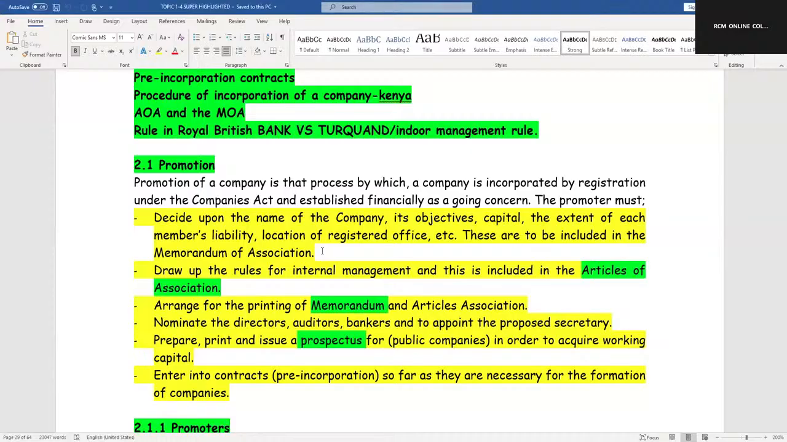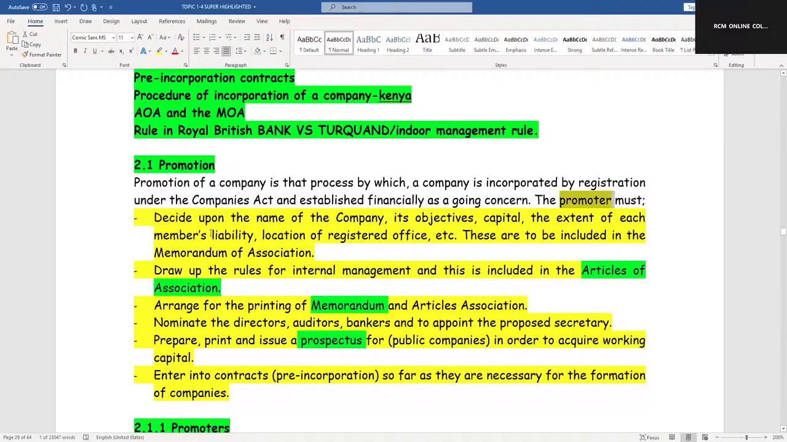So when you talk about promotion, it is that process of setting up or forming a company to exist for the foreseeable future or to exist as a going concern. Who is this person who undertakes this process? Under the law, we refer to him as the promoter of the company. The person who undertakes all this process of forming a company, we refer to him as the promoter of the company. This promoter will undertake a number of duties or procedures to ensure that the company has actually been formed.